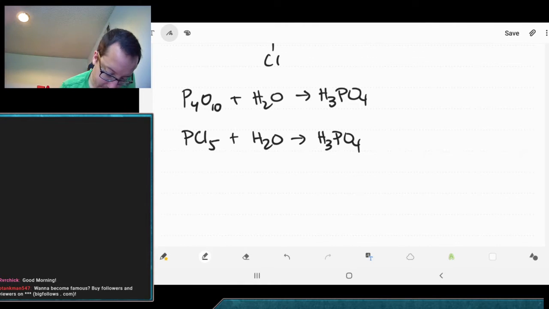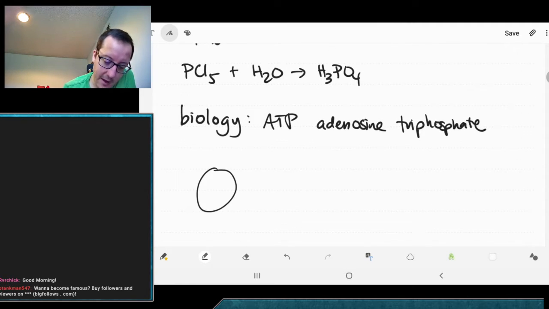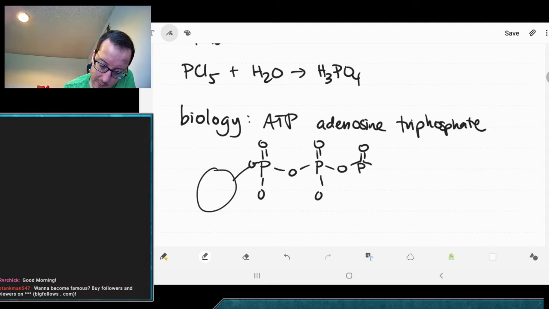Oh, biological phosphates. Phosphorus is very, very important in biology. We're going to see that ATP, adenosine triphosphate, is super important. Here's your adenine. We have an O there. You make what are called phosphoesters, or diesters, as the middle one is.